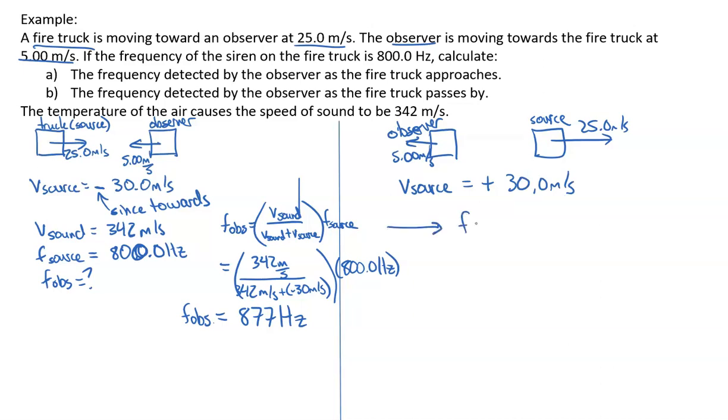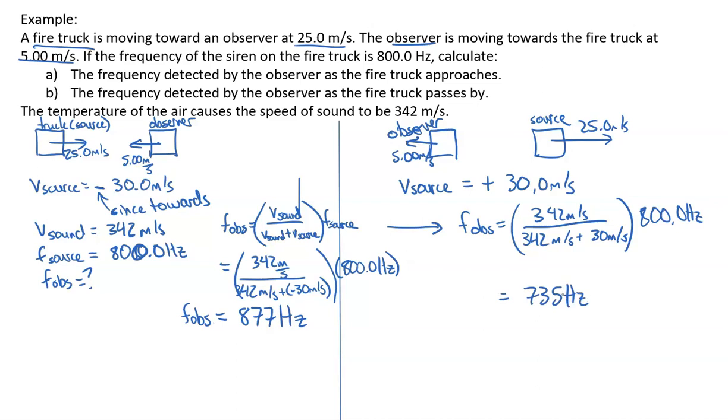So we take that same equation, and we can say the observed frequency is 342 meters per second, and we're dividing by 342 plus 30 meters per second now. We multiply that by 800 hertz, and we get a value of 735 hertz. Now, I noted over here that this whole fraction gave you a value of about 1.096. And this whole fraction right here gives you a value of about 0.919.